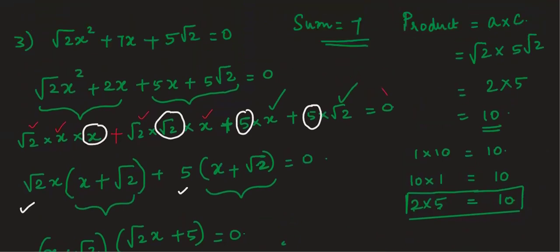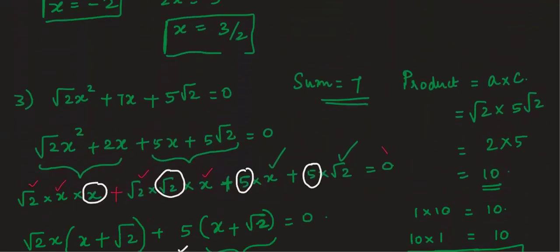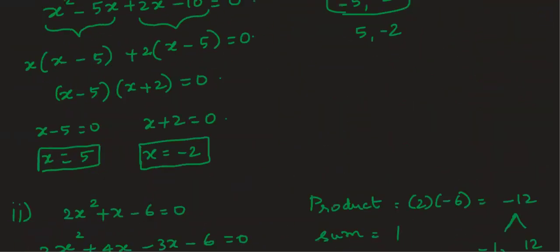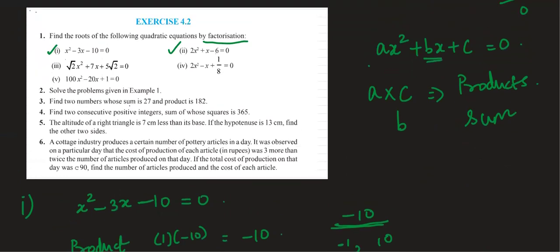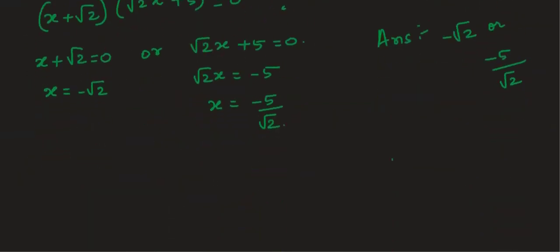Hope it's clear how to get the two terms, then how to take the common one out, then how to find the value of x. Now let's solve the next question also. Question number 4: 2x² minus x plus 1 by 8. Let's see, now this has got minus 1. Let's see how to solve this one. So the question is 2x² minus x plus 1 by 8 is equal to 0.